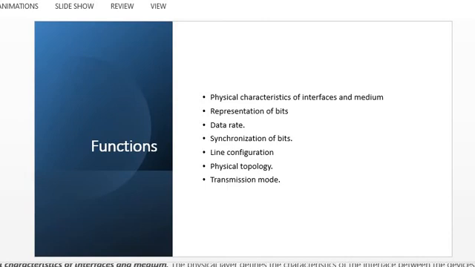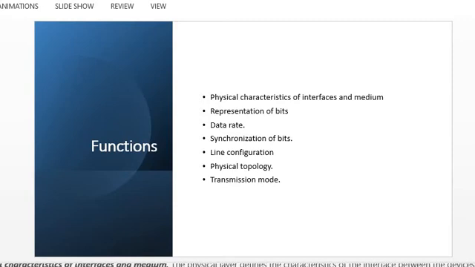And then there's the issue of synchronization of bits. What the sender sends and the receiver receives should be in the same format as it was. So this has to be synchronized so that it arrives in the same order it was sent, at the same speed. So the synchronization of bits is also handled by the physical layer.